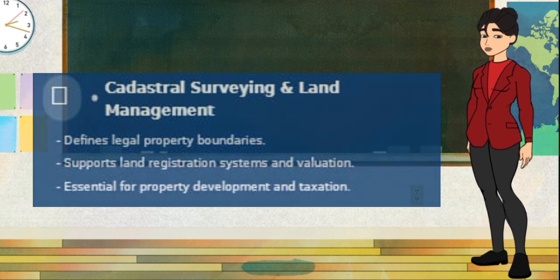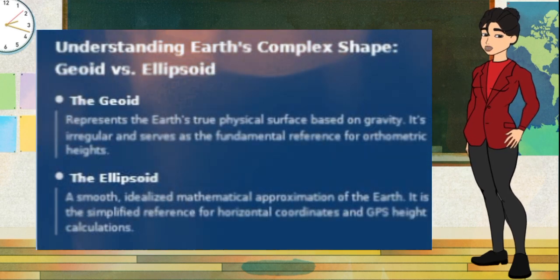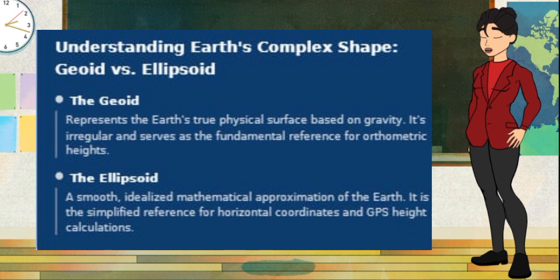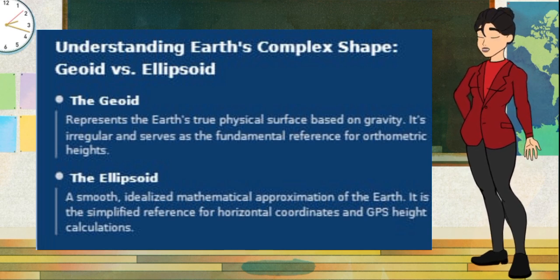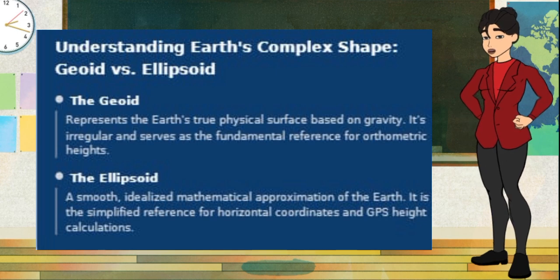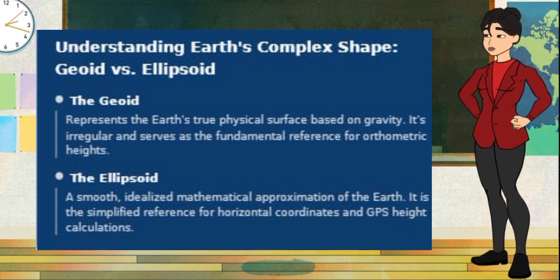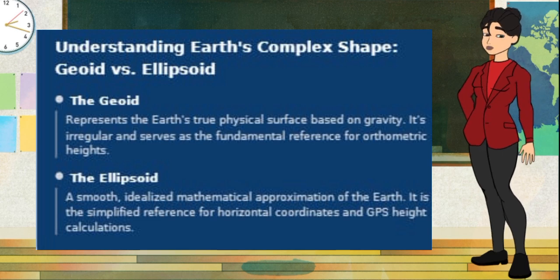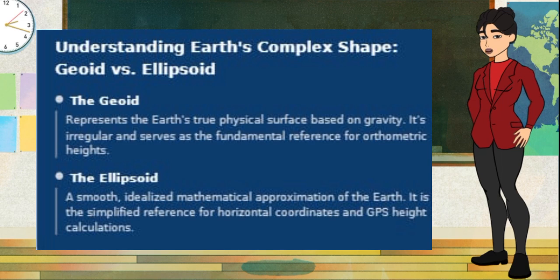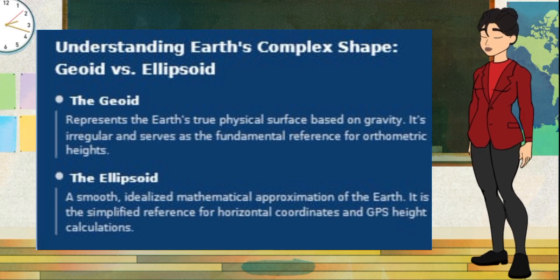So in understanding the Earth's complex shape, which is the geoid and the ellipsoid, it is simply defined as: the geoid shows the Earth's true shape based on gravity, or for the height, while the ellipsoid naman, it is a smooth model for position and mapping. It is used for the coordinates.